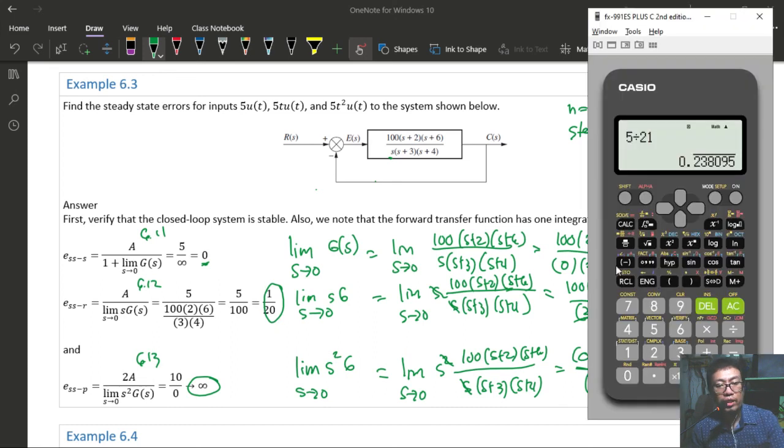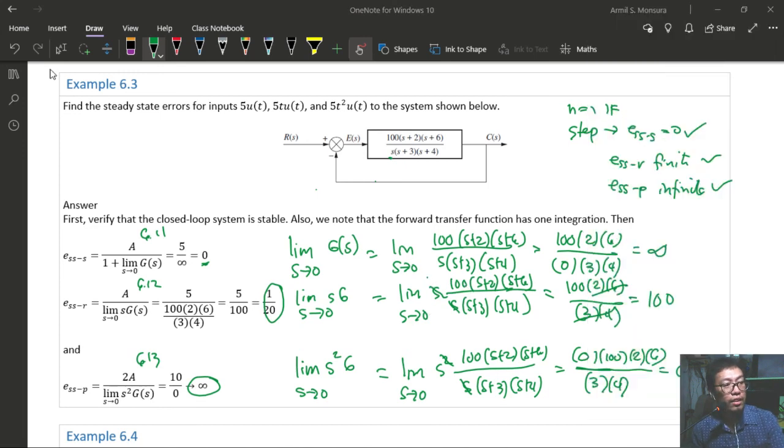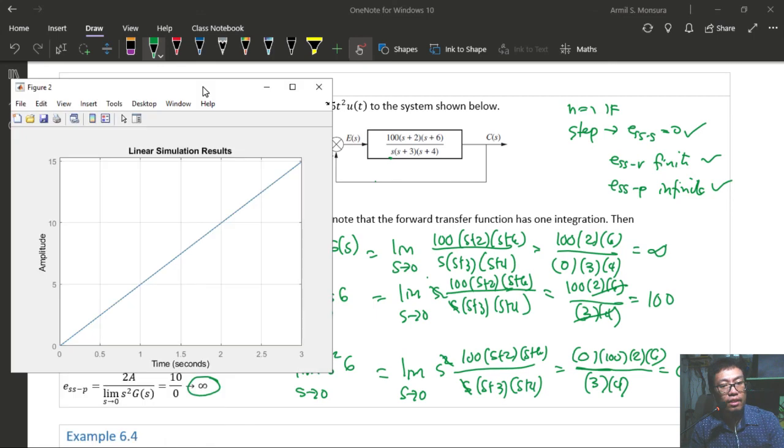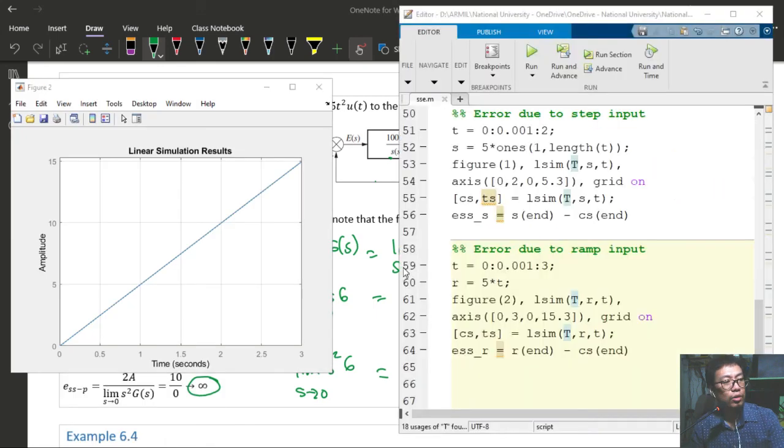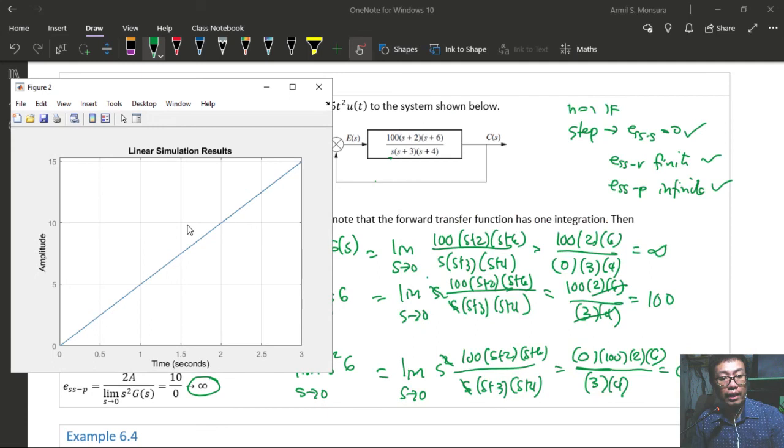Yung 1/20 na yan is basically 1 divided by 20. That's 0.05. Okay, 0.05 yan. So, nag-agree ngayon yung results ng simulation natin with that of your computation. Okay, so ganyan yung makikita nyo kapag ramp yung input. Ang suggestion ko, pag hindi nyo makita na parallel siya, pwede nyo siyang i-zoom.